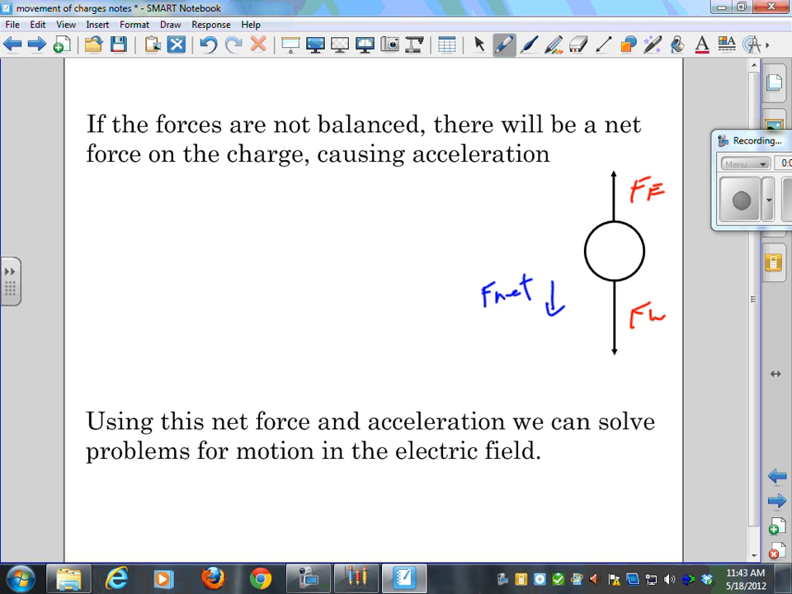So using this net force and acceleration, we can solve problems for motions in the electric field. This is exactly like the unit on dynamics that we did earlier. Okay? So basically what we're doing is we're taking all those sideways force applied, force friction questions and just turning them 90 degrees and letting the chips fall as they may. All right.